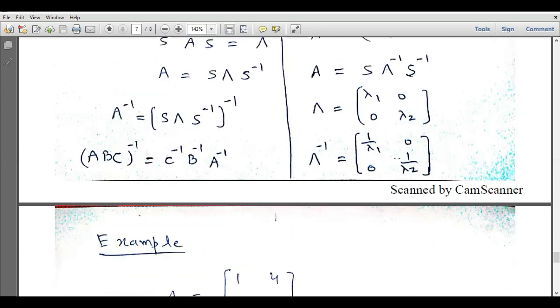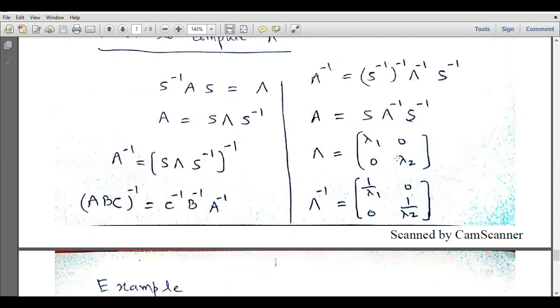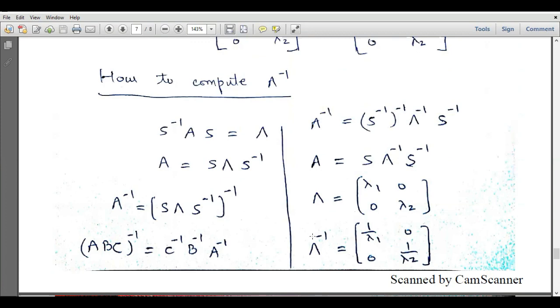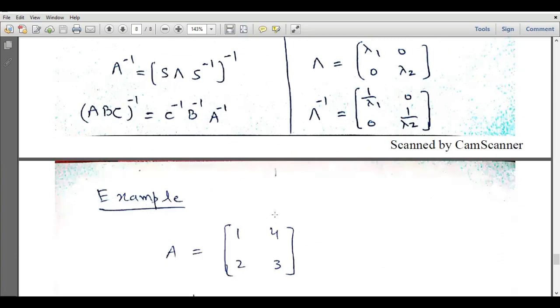So let's solve an example, and in this case, after evaluating this lambda inverse, we can evaluate this product of three matrices, and that will give us the inverse of this matrix A, right? So this is A inverse. I by mistake missed power minus 1 of this A matrix. So this is A inverse, which is equal to S lambda inverse S inverse.